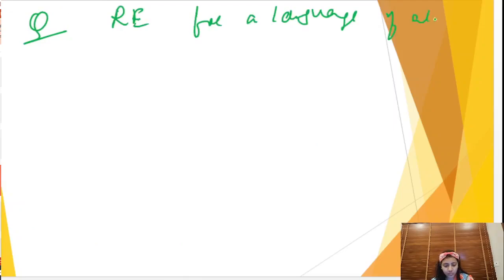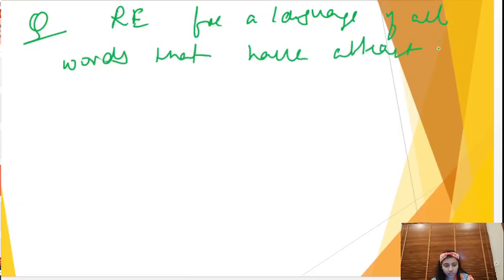Let's say if I write, construct a regular expression for a language of all words that have at least two A's. So it says language of all words that have at least two A's in it. So let's try to frame the regular expression. They are saying that two A's should be there, but the position is not mentioned in the question. They can be at any position.